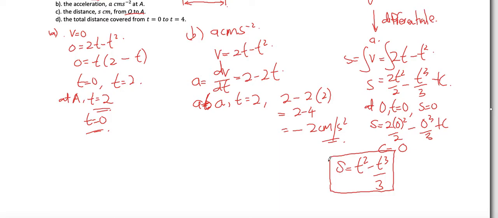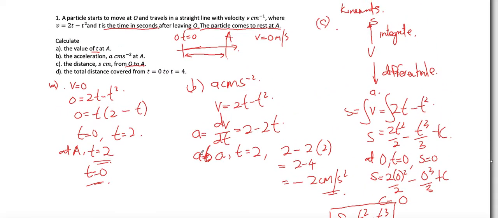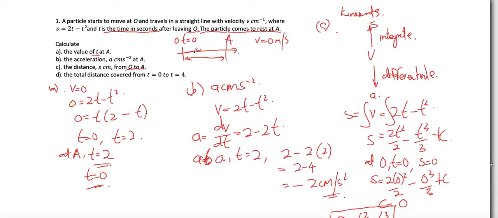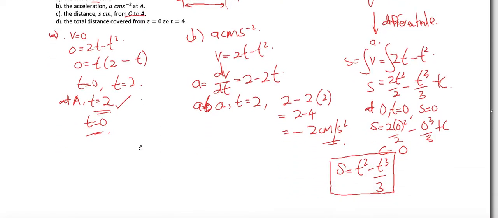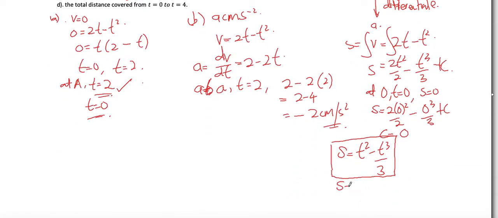And the question here, what is the distance from O to A? How long did it take to get from O to A? It took 2 seconds. So I can substitute 2 inside. s = 2² - 2³/3. The answer is 4 - 8/3, which is 12 - 8 over 3, so the answer is 4/3 cm. So that's for part C.